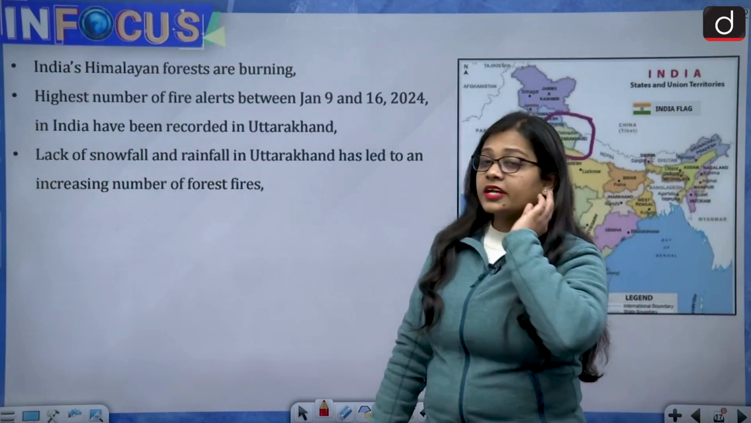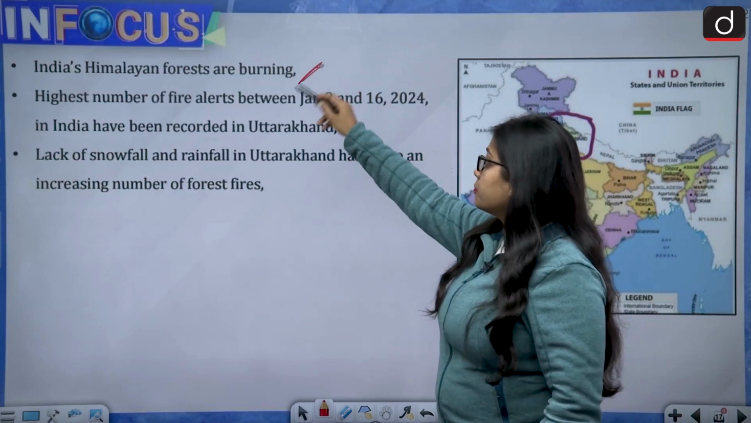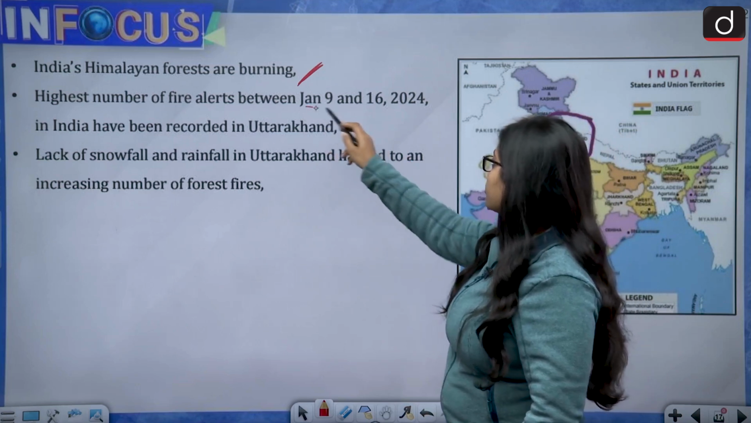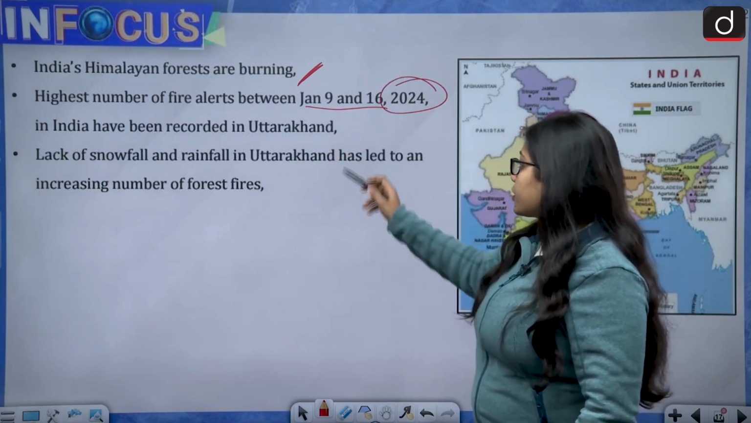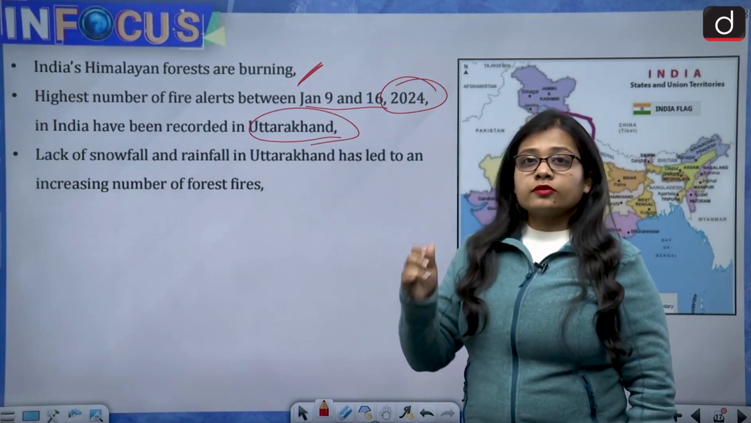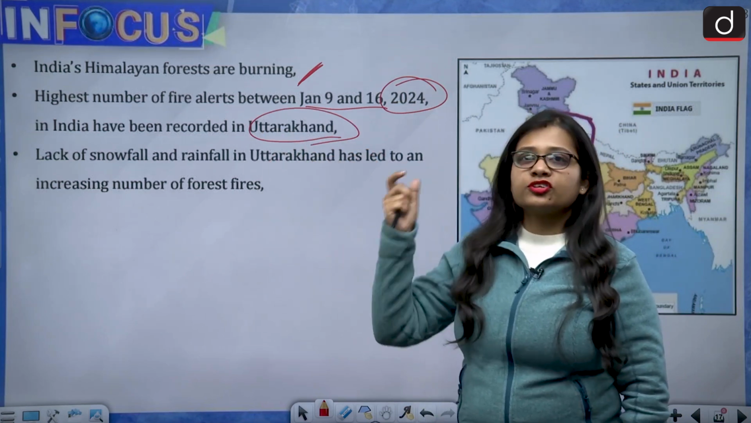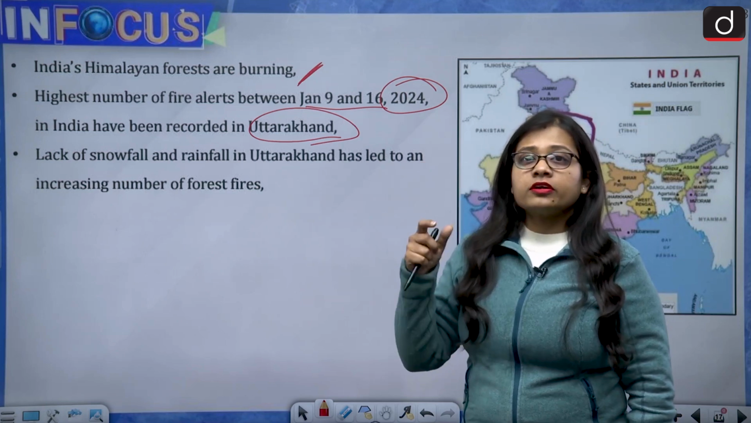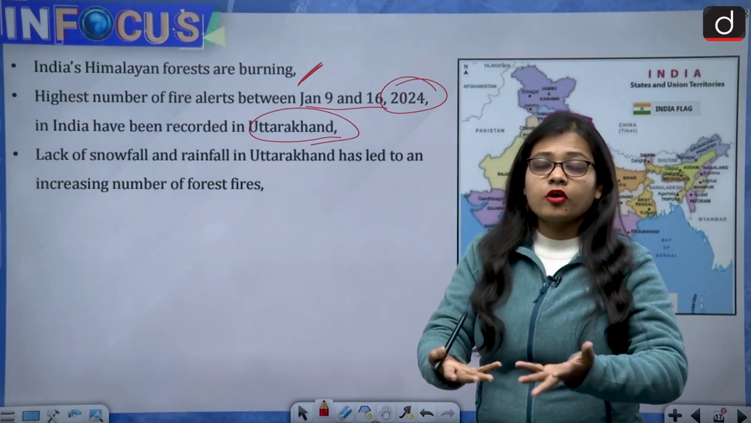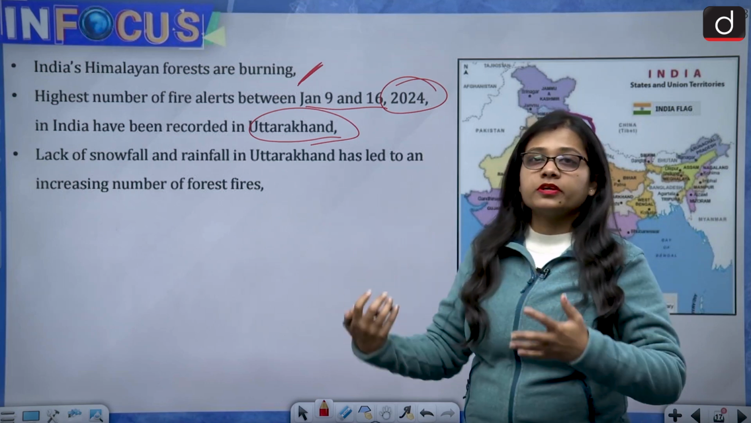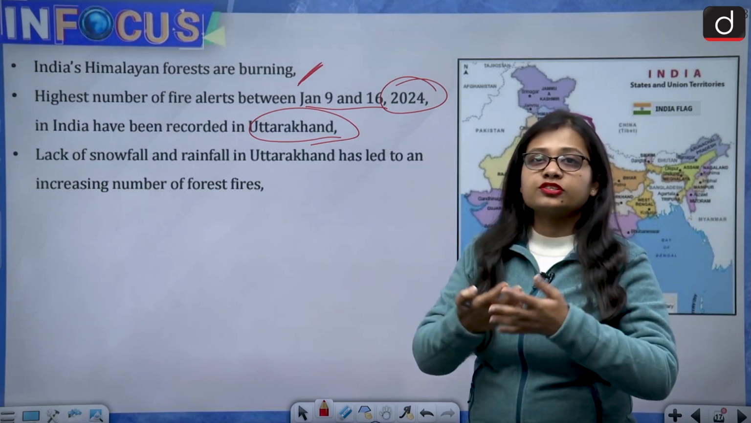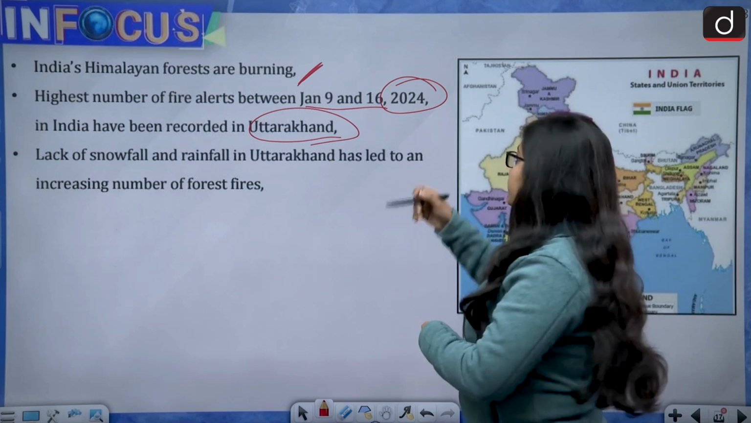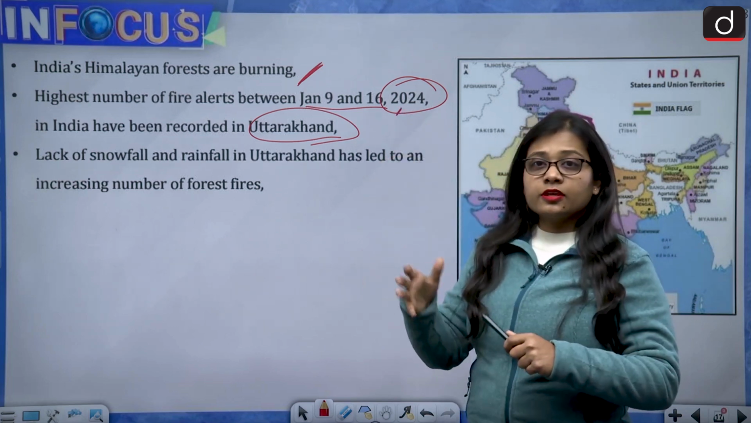India's Himalayan forests are burning, and the highest number of forest fire alerts between January 9 to 16, 2024 have been recorded in the state of Uttarakhand. The state, which is a Himalayan state known for its tourism, its serenity and its beauty all around, is not seeing snowfall, while on the other hand it is going through forest fire incidents, and the maximum number of forest fire incidents can be observed between January 9 and January 16 in Uttarakhand.